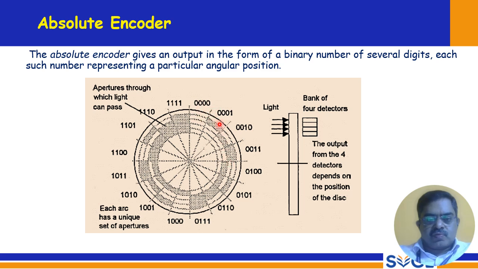So this is 0 1, this is 1 0, this is 1 1, this is 1 0 0, this is 1 0 1. Like that you have the disk pattern, and you can see the four detectors, a bank of four detectors. Light passes continuously through this disk. The openings on each track are detected by this bank of four detectors, and the output from the four detectors depends on the position of the disk. So the position of this disk is easily measured, and these are the apertures. Each arc has a unique set of apertures. Aperture, or it can be called a window also.